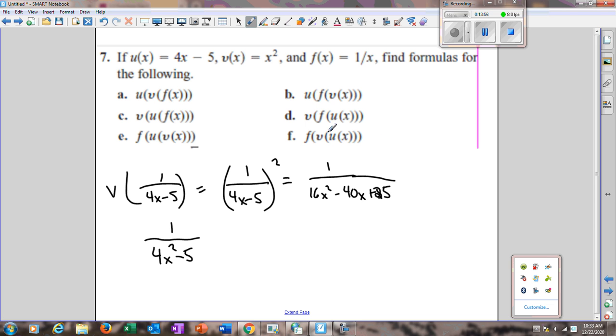Part F, f of v of u of x, means I plug the u of x into the v first. So that's going to be 4x minus 5 squared, which is 16x squared minus 40x plus 25. And then I plug that in to the 4.